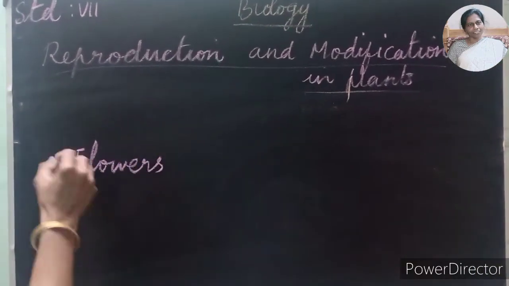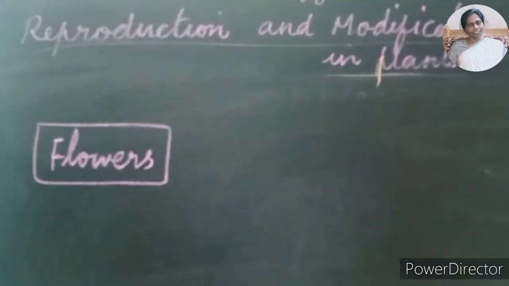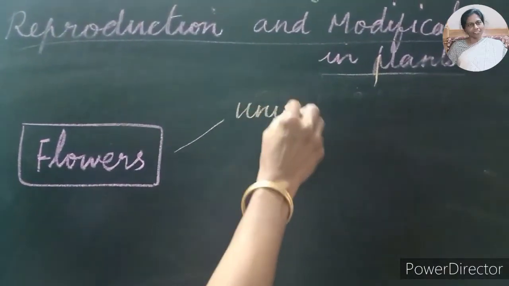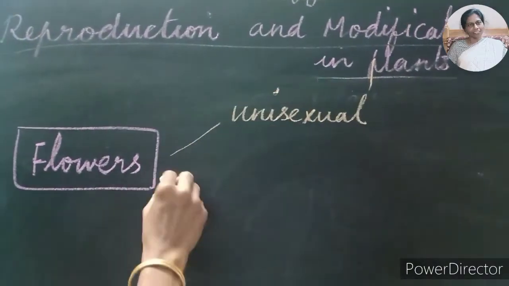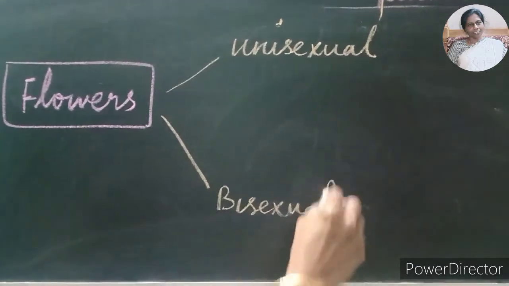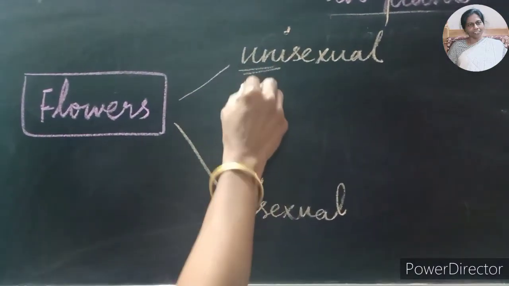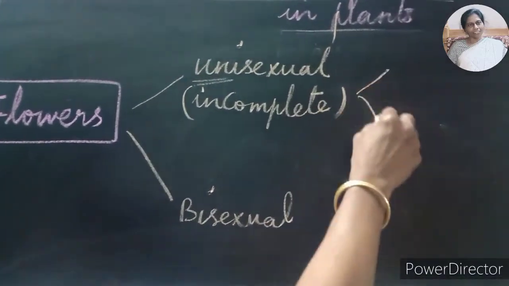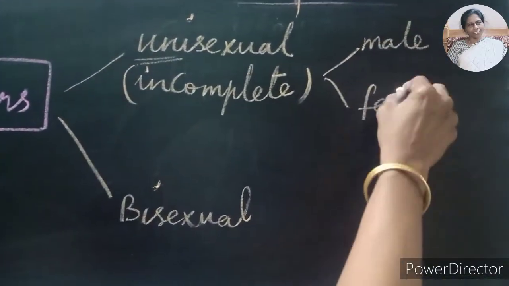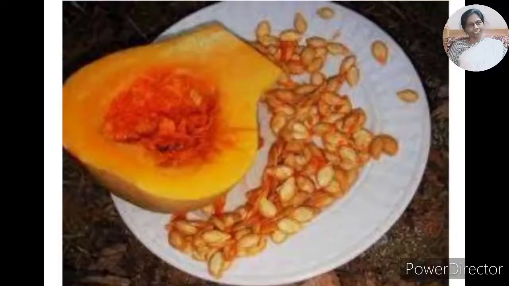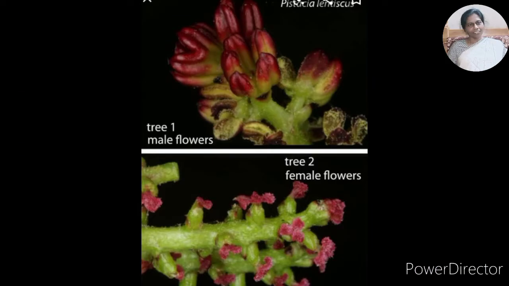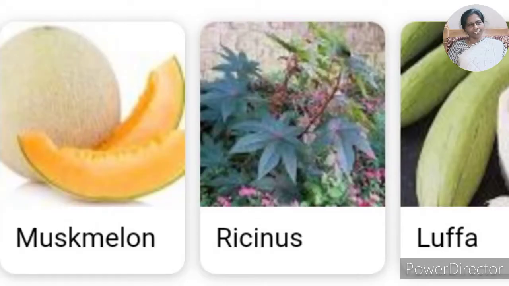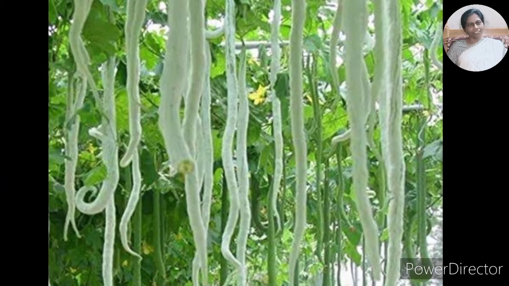Let's observe the two types of flowers, unisexual flowers and bisexual flowers. Unisexual flowers have either androecium, the male part, or gynoecium, the female part. So it is an incomplete flower. For example, pumpkin, papaya, pistachio, watermelon, cucumber, castor bean, snake gourd, bitter gourd, etc.